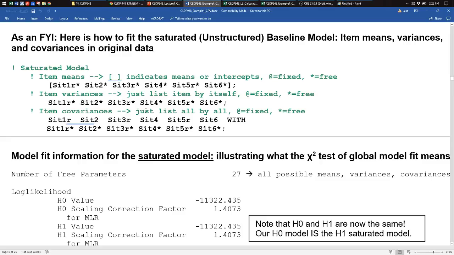And here's something I wish I had learned sooner. There's a shortcut. When you list all of the items, the keyword is "with," which means covaried with, and then list all of the items again. That gives you all possible combinations. Otherwise, you would have to write 15 separate statements to get all possible covariances.